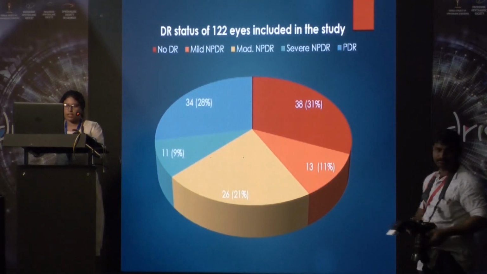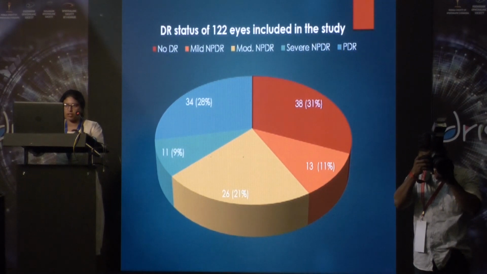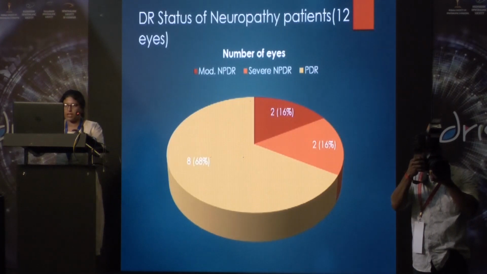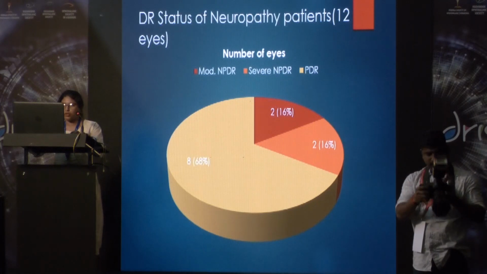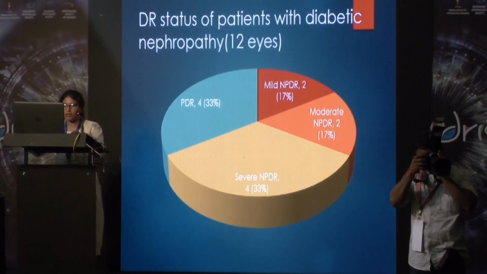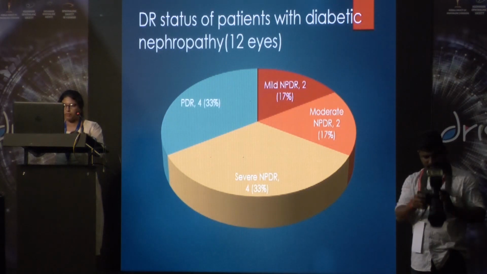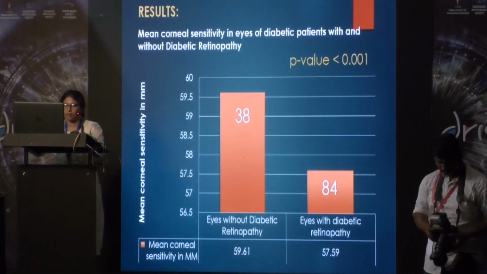Out of the diabetic retinopathy patients, 38 had no diabetic retinopathy, 13 had mild, 26 had moderate, 11 had severe, and 34 had proliferative diabetic retinopathy. And out of the patients with retinopathy as well as neuropathy, there were 2 patients with moderate, 2 patients with severe, and 8 patients with PDR. And those with nephropathy, there were 2 with mild, 2 with moderate, 4 with severe, and 4 patients with PDR.